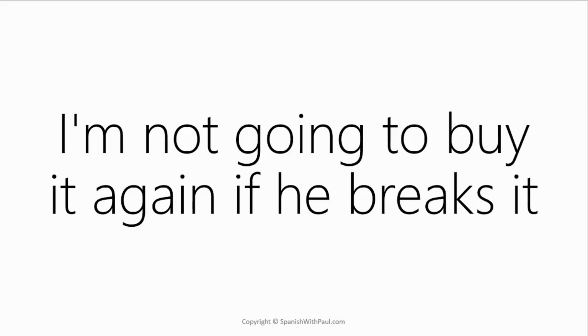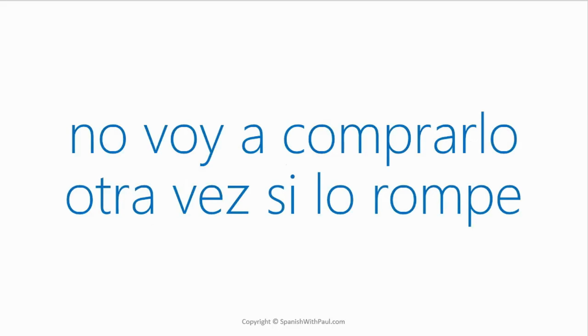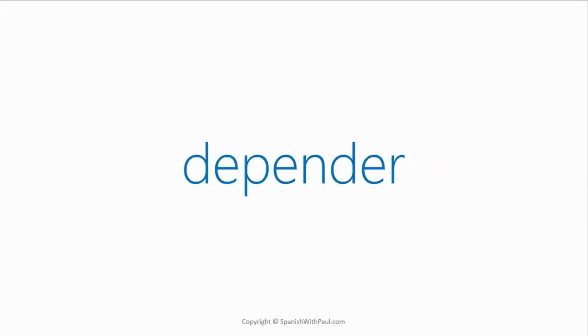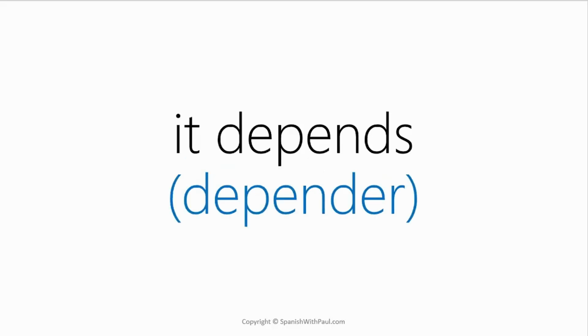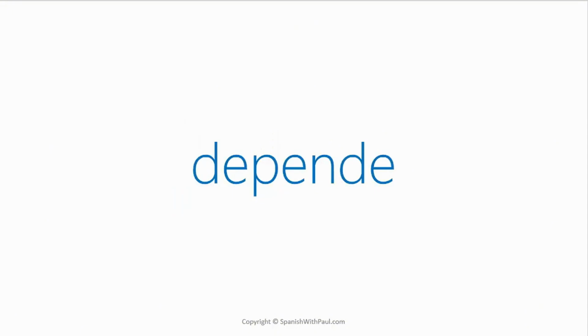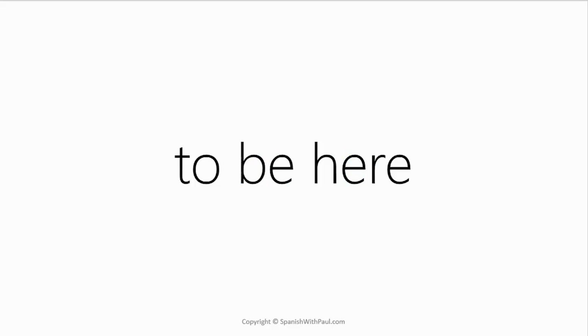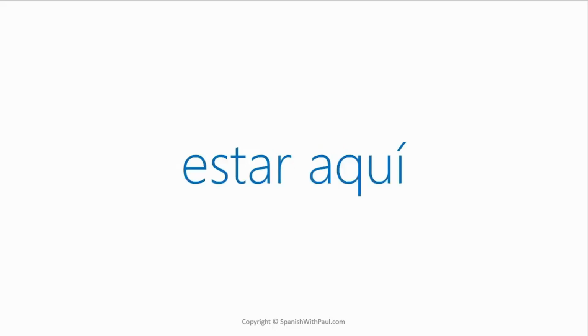So again, how would you say, I'm not going to buy it again if he breaks it? No voy a comprarlo otra vez si lo rompe. The verb to depend in Spanish is depender. How would you say, it depends? Depende. Do you remember how to say, I don't know? No sé. And how would you say, to be here? Estar aquí.